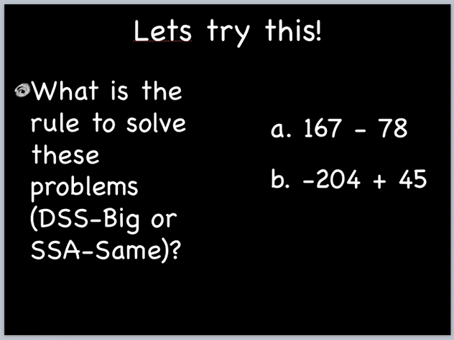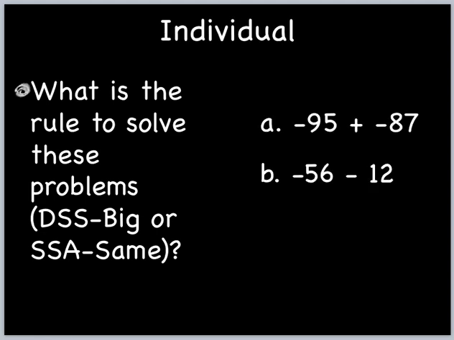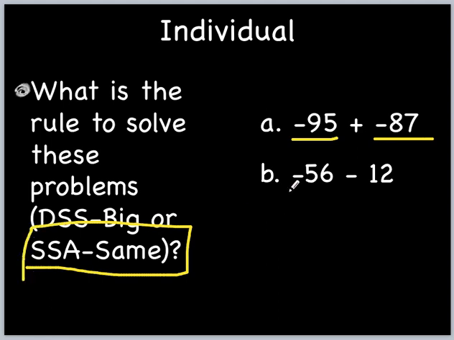Next is, what about negative 95 plus negative 87? So it's also very obvious that this is negative and the other one is also negative. So negative and negative, when you add them together, it will become even more negative, and that is same signs add. Here, a negative 56, and remember that subtraction means negative. So negative 56 and negative 12, that makes it even more negative, and the same thing is SSA same.